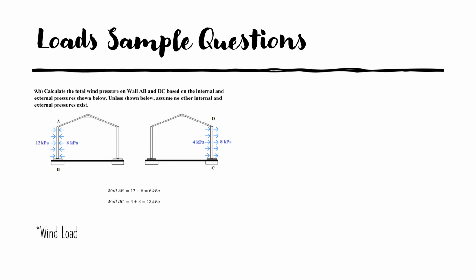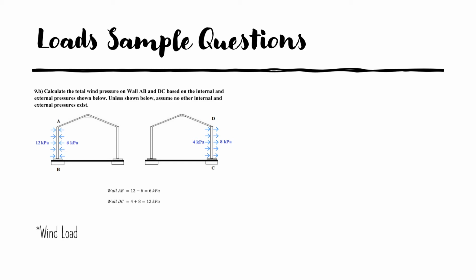Moving on, now we have a question that is based on the wind load calculation. The question requires you to calculate the total wind pressure on wall AB and DC based on the internal and external pressure shown below. Assume that all the other internal and external pressures do not exist if they are not shown in the graph.